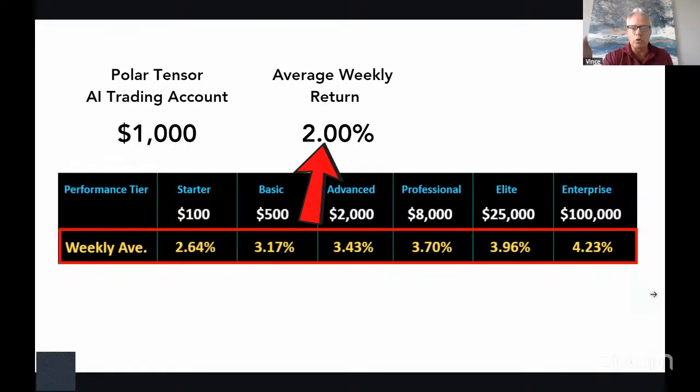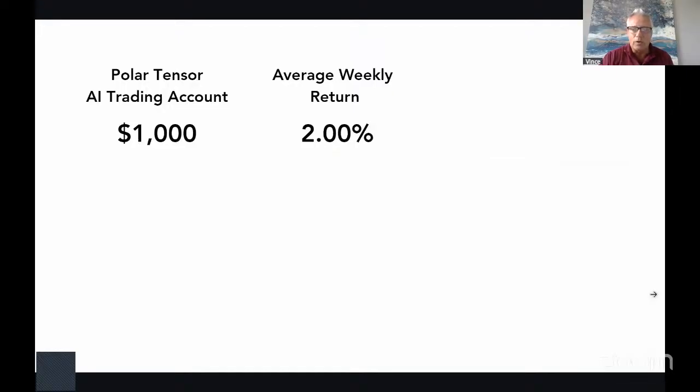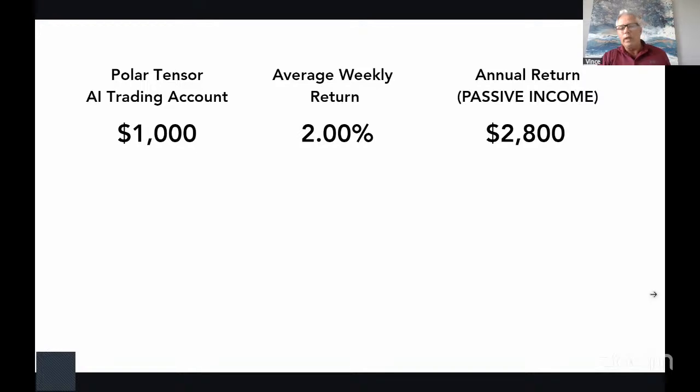But let's just say it's 2%, so it's even with the example I just shared with you with the bank, right? Using $1,000, 2%, but that's weekly. The returns here are weekly. So in this case, with an average weekly return, that $1,000 would be $2,800 over the course of 1 year. Over the course of 2 years, it's $7,800. Over the course of 3 years, that would be $21,000.